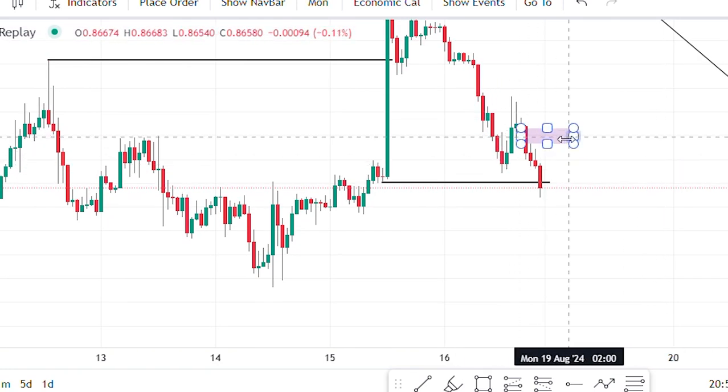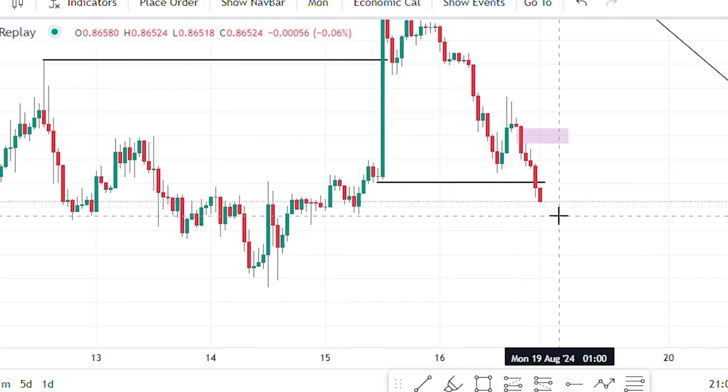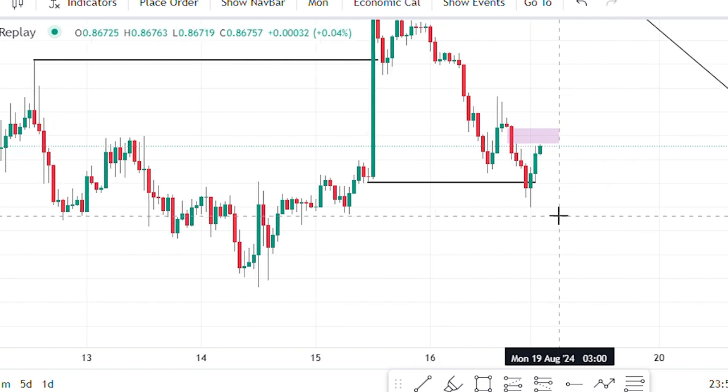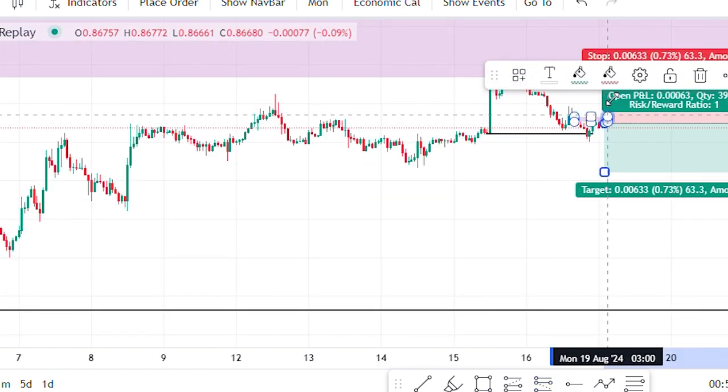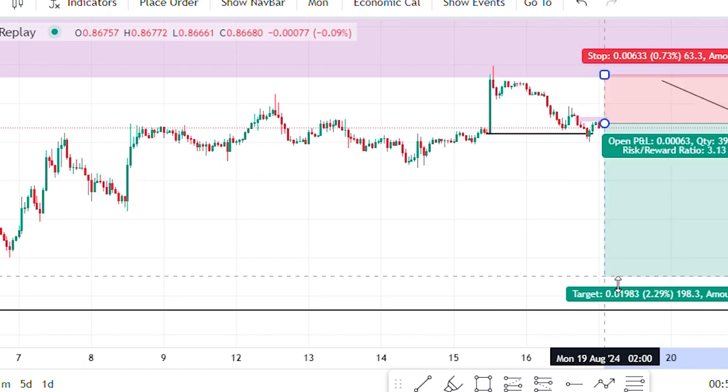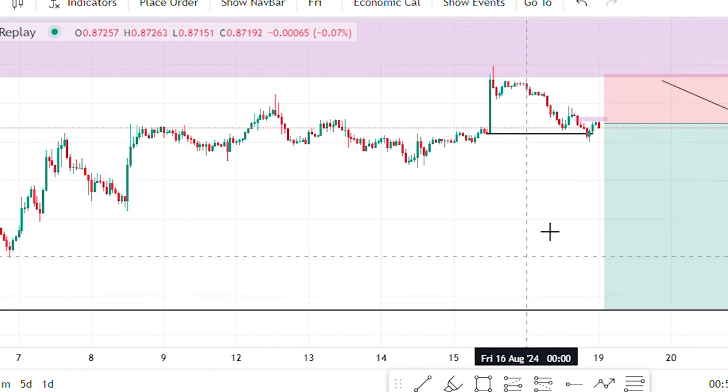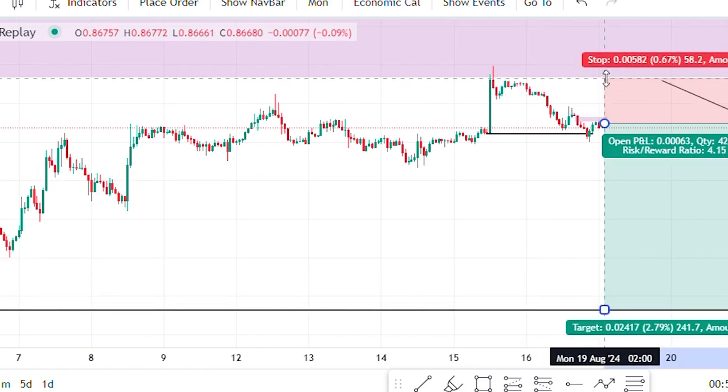If price taps here, we can look for short. Price tapped on our fair value gap, so we can enter in a short position. Our target will be this external range liquidity, and we can put our stop loss above this range high.